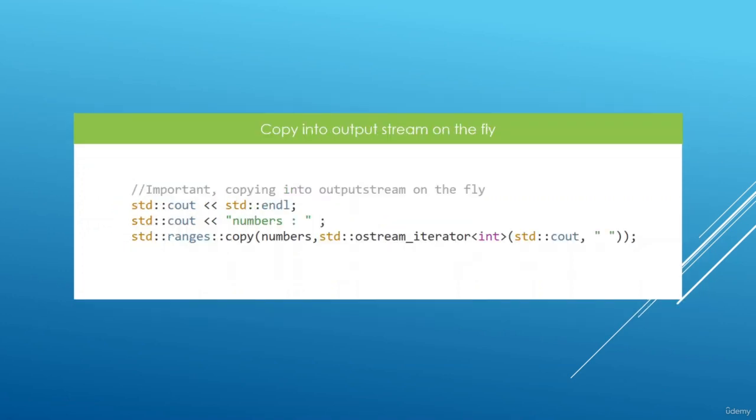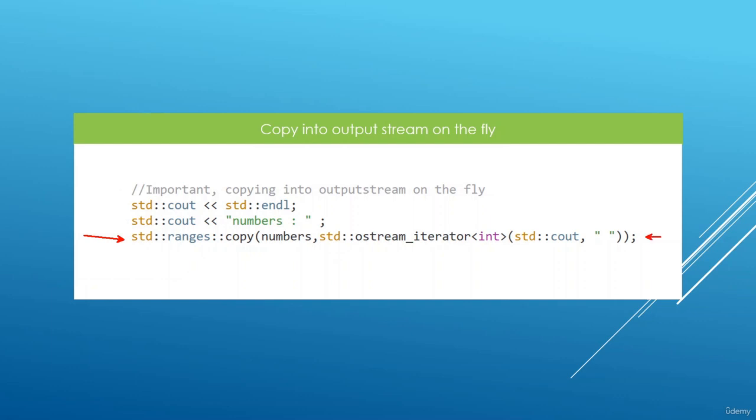One other important thing I want you to notice is that it is also possible to use the copy algorithm and put data directly in an output stream, and this is really cool. The syntax to do that is by using the copy algorithm. This is also going to work for the iterator pair algorithms, but I thought it was a good idea to show that to you here because it's going to simplify your code a lot.